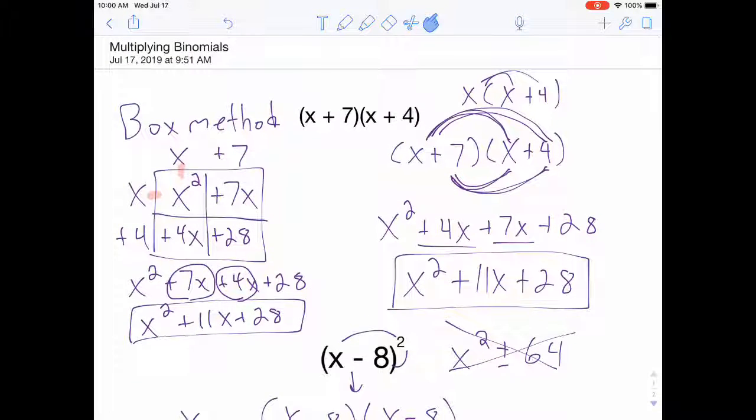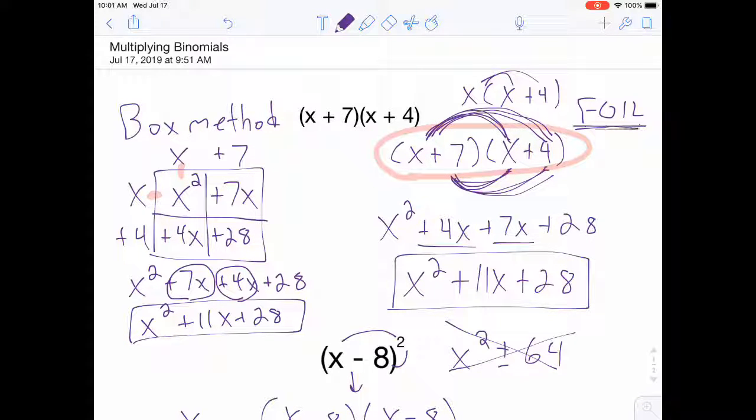Just to go over this again. This method here that we did in our first example, some teachers may call it foiling. It's an acronym standing for first, outers, inners, and last, which is the order in which I multiplied. First, x times x, outers, the outside terms, the inside terms, and then the last terms. We don't usually see this acronym anymore, but if you were to hear it, that's what we're talking about for this as well.